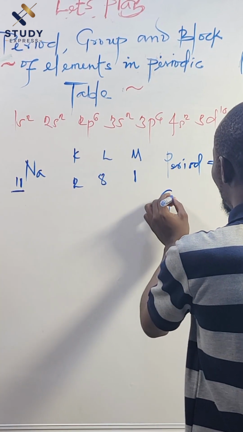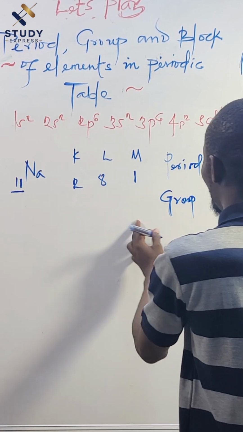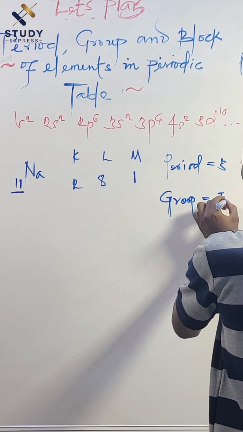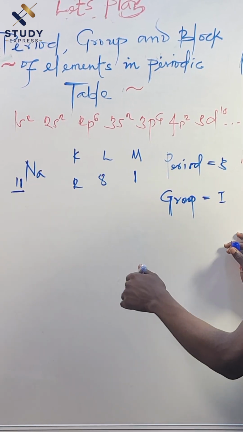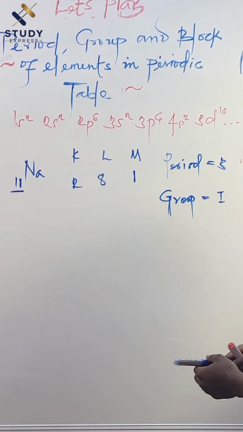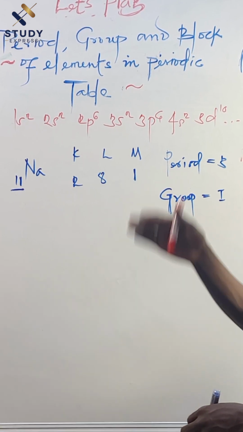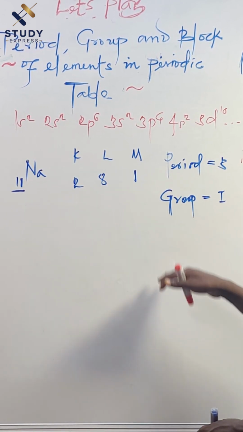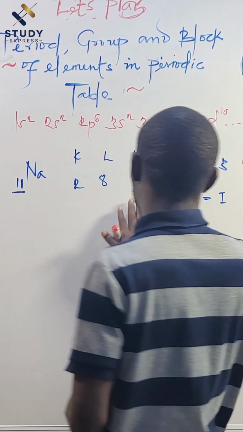What's going to be the group? For the group, like I said, you use the valence electron. What's the valence electron? That's 1. But you use the Roman numeral, and that becomes I. So this lets us know that in the periodic table, sodium is in period 3. Your periods are horizontal rows, while groups are vertical columns. So sodium is in group 1, and likewise period 3. This is method 1.